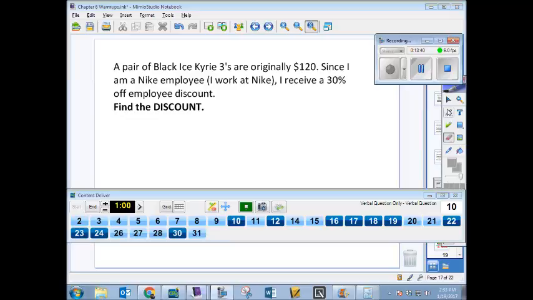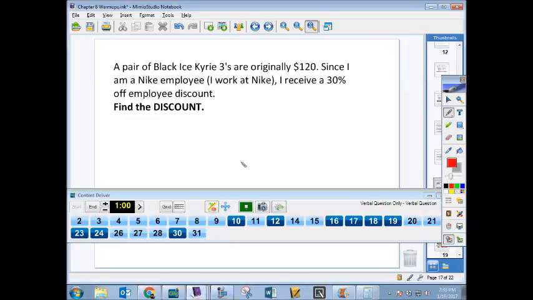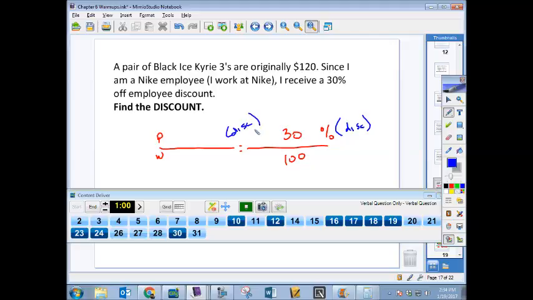All right. So this one, you know, you're going to have one just like this on the summative tomorrow. So we have part over whole equals percent over 100. We know that 30%. So I work at Nike. I get a discount. I get an employee discount. You guys know what you're supposed to do? Okay. I get an employee discount. That is 30% off. So what is this 30% representing? The what? What does this represent? The what? Yeah. The discount. So this must be the actual amount of discount. This is the total. This is the total, right?